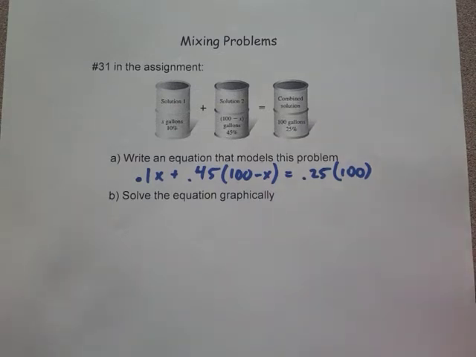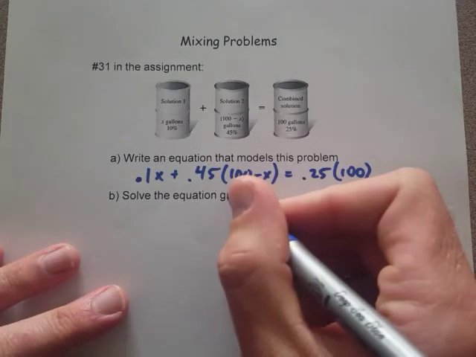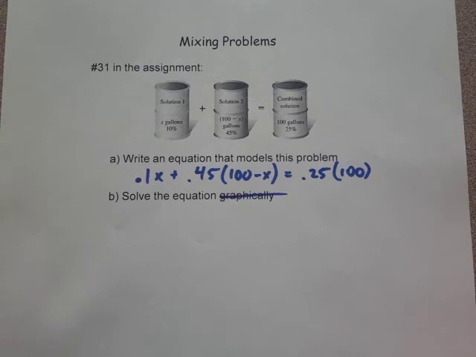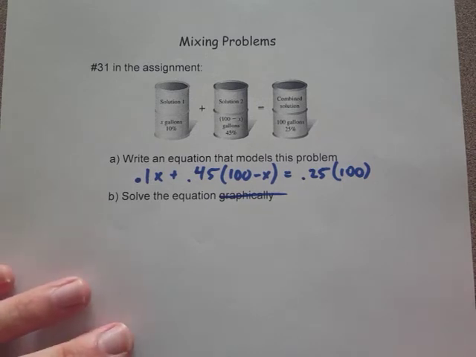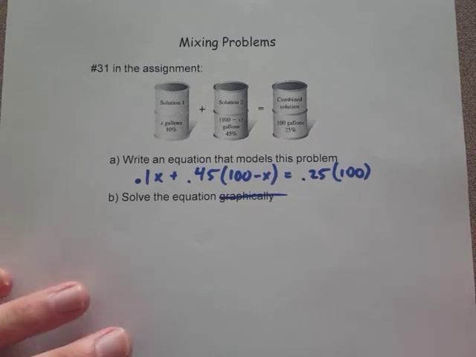Now, the other thing I'll mention about this problem is that part B says to solve the equation graphically. I'm not really sure why they do that in this problem. I think you should solve the equation algebraically. It's a lot easier that way. All the numbers are there and it's just linear. So that will be totally fine with me if you do it algebraically here.